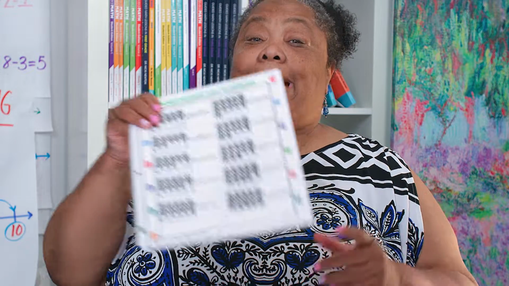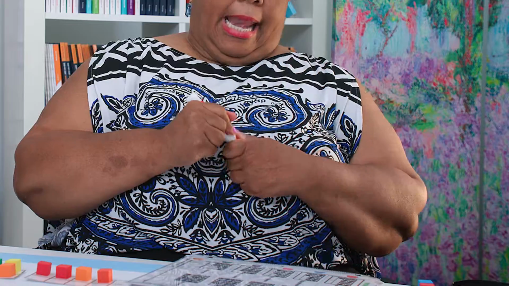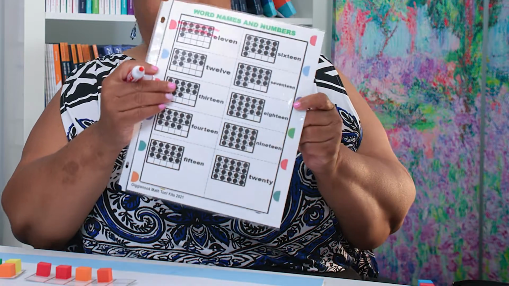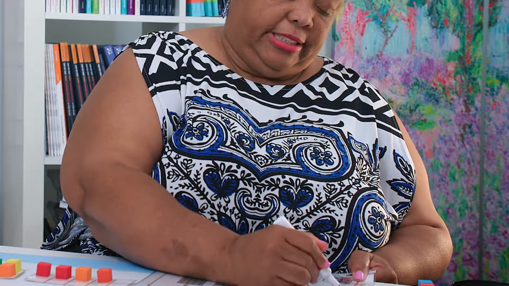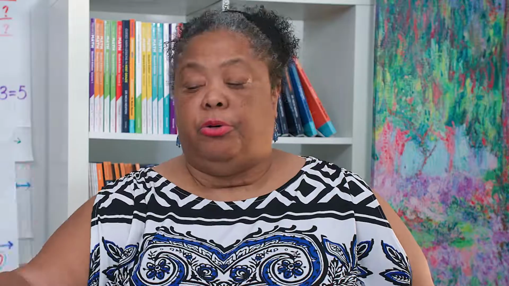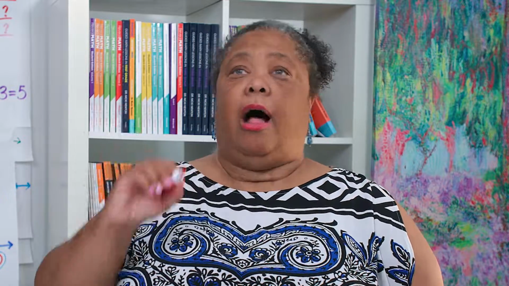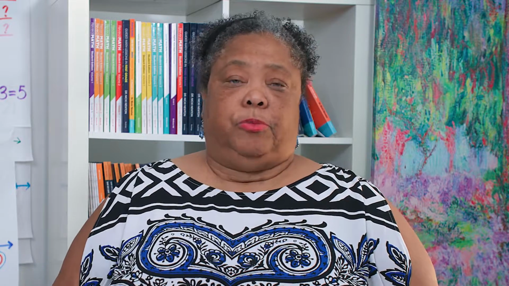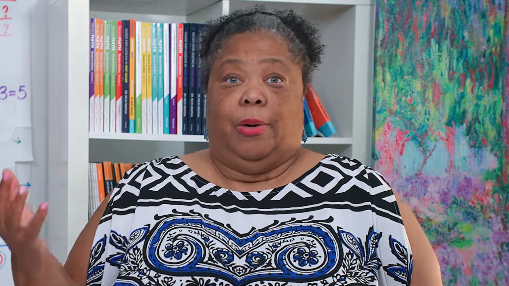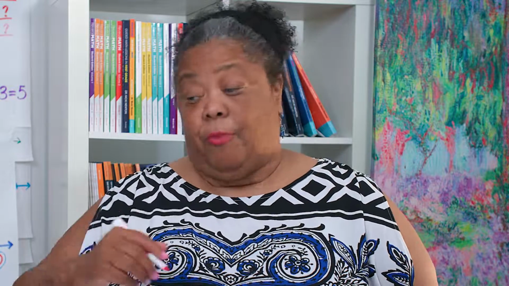Then I am going to take this paper, which has all the teen numbers on it, and I'm going to say, so I had 11 and I took 10 away. What was left? I had 16 and I took 10 away. What was left? I have now moved from the concrete to the representational. I am going to have them draw 11 things on a 10 frame paper, and I'm going to have them cross 10 of them out so they can see, oh, only the ones are left. Concrete, pictorial. Abstract, I'm going to have them write the number sentence.